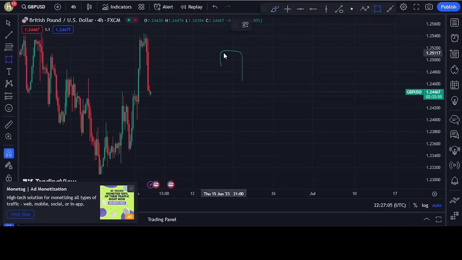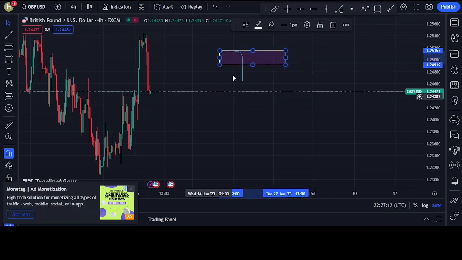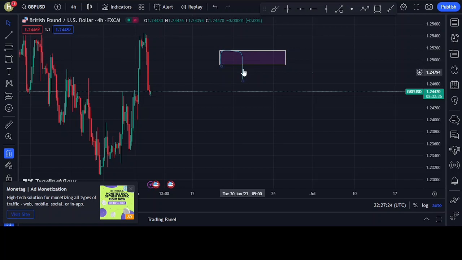Now, where do you put your supply zone? You put your supply zone here. You call this your supply zone. A rally, that is a push to somewhat a resistance, then price consolidates and drops. Until you have a drop below the starting point of this push, then you say you're having a supply zone.